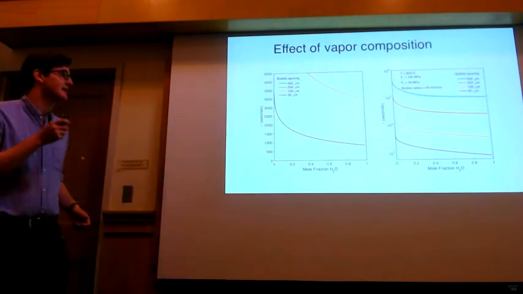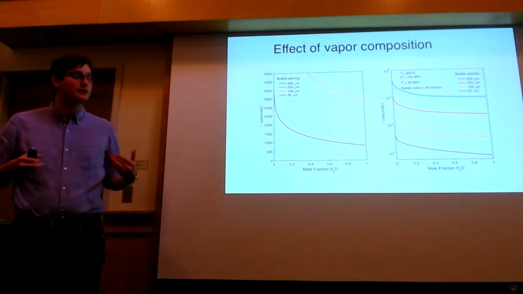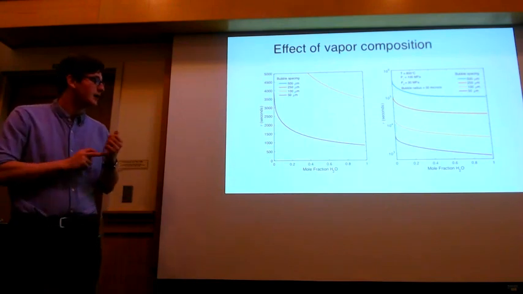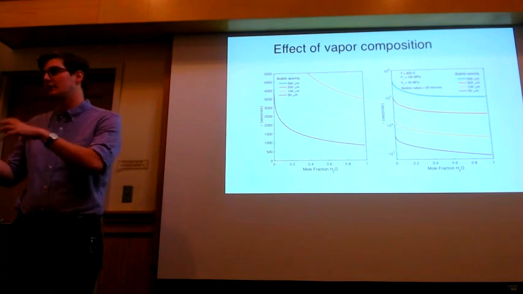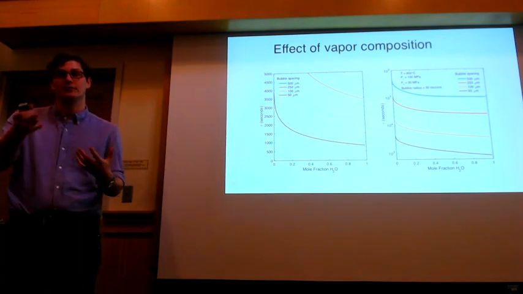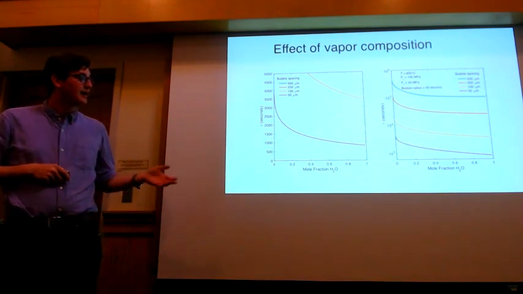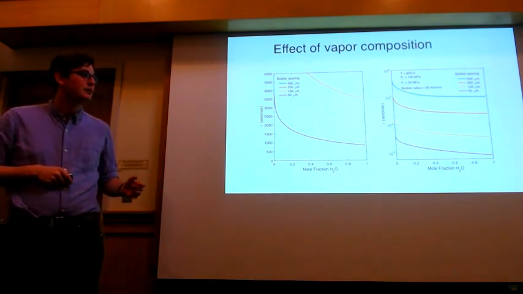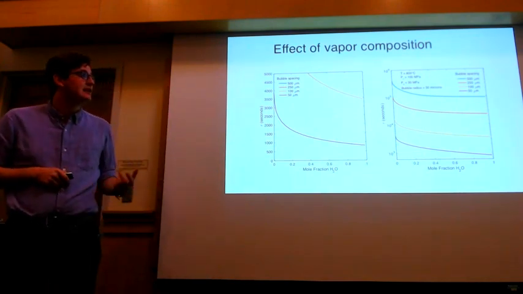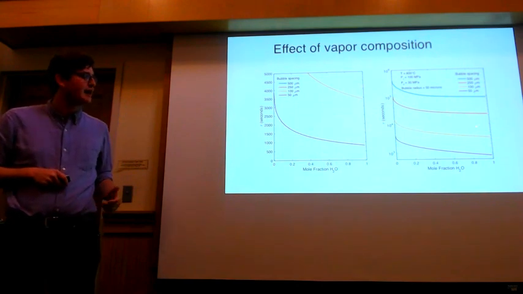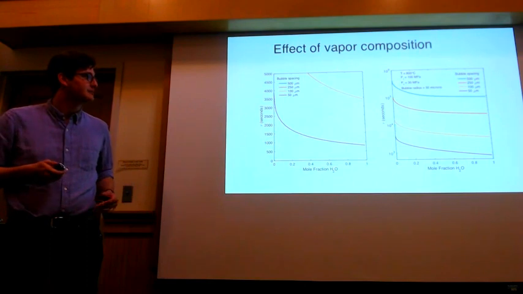Then we also looked at the effect of vapor composition. And so the x-axis here is mole fraction of water. And what that is, is what percentage water versus carbon dioxide your volatiles dissolved in the melt are. And what that shows is that as you add a little bit of water, you have a huge, or fairly significant, decrease in equilibration time. But as you continue adding water, it doesn't have as great an effect, and it doesn't matter as much.